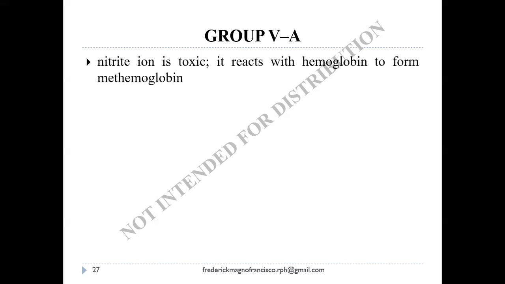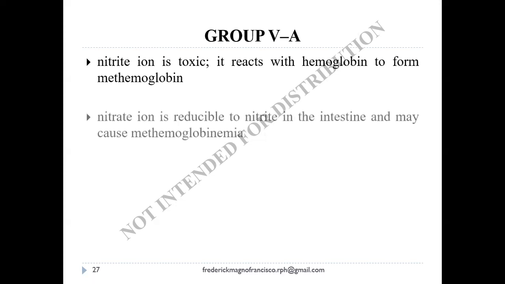Nitrite ion is toxic. It reacts with hemoglobin to form methemoglobin. Nitrites are also potentially dangerous because they can form N-nitroso derivatives of amines and amides, which may be carcinogenic. Nitrate ion is reducible to nitrite in the intestine and may cause methemoglobinemia. For these reasons, the use of nitrates and nitrites as food preservatives has been questioned.